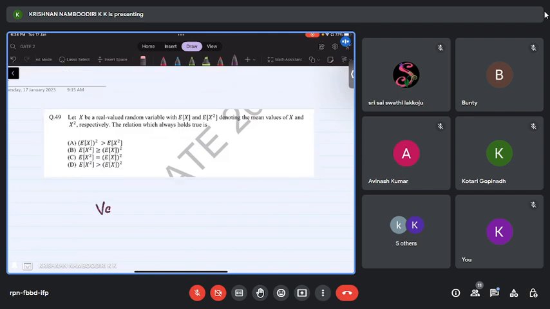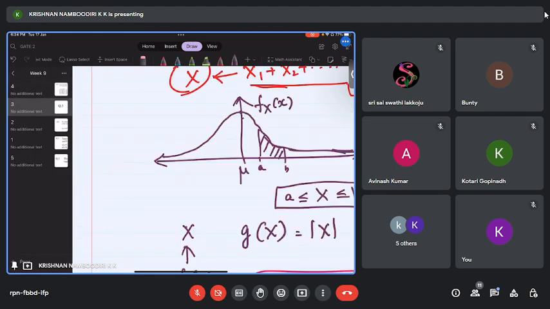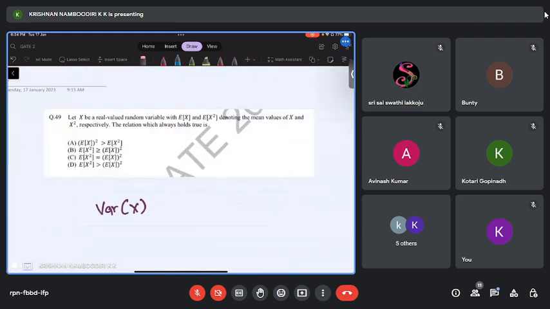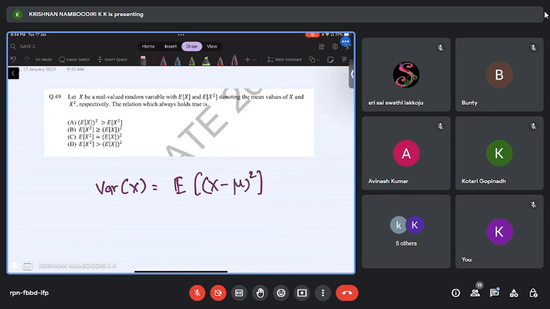So I have defined the variance of a random variable in the previous class. Here we have defined variance of X as nothing but the expectation of (X minus mu) the whole square, right? So now what can you tell about variance of X? Can variance of a random variable be a negative number? It is not possible, right?